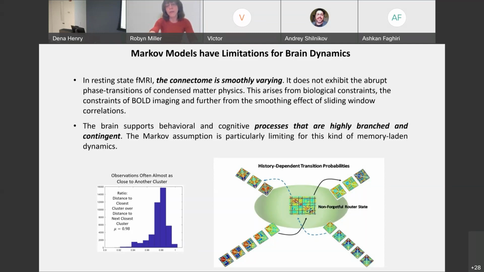And then on the right, there's just a schematic showing you have some sort of non-forgetful router state, and it's taking in sequences of connectivity and can determine the next 3 frames, for example, of this connectivity movie based upon the entire sequence, not based upon just the most proximal input, the Markovian assumption, where only the most immediately previous input would matter, since both of these inputs have the same immediate previous input to the non-forgetful router state. It's just a schematic idea.